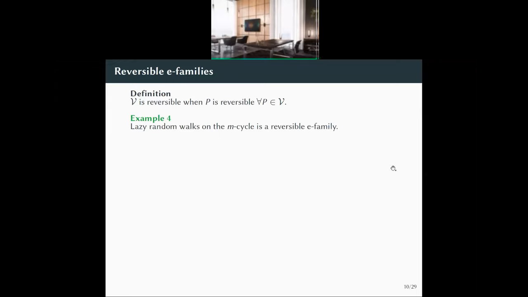An example of a reversible E family is, for example, lazy random walks on the n-cycle. But we would like to get a more procedural way of determining whether a family is reversible or not from its parameterization. So if I'm giving you all the g_i's and if I'm giving you K of an E family, how would you determine whether this family is reversible or not? There's more than one way of doing this. I'll try to walk you through one of these ways.